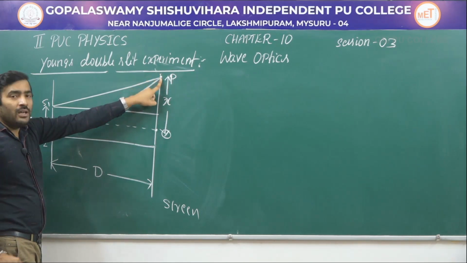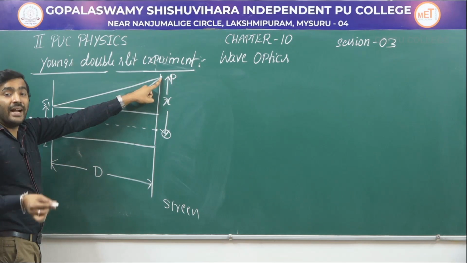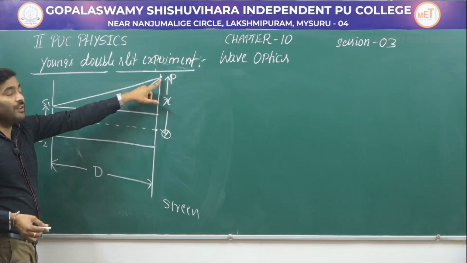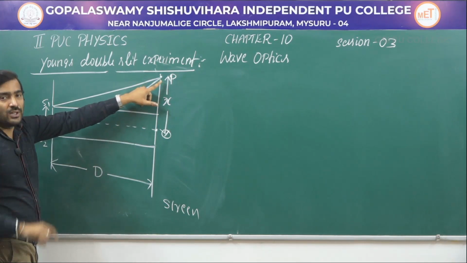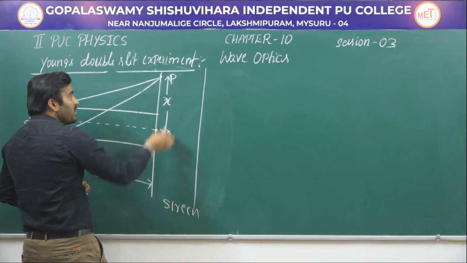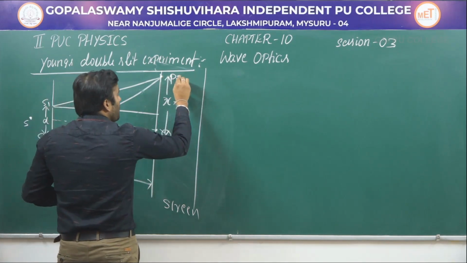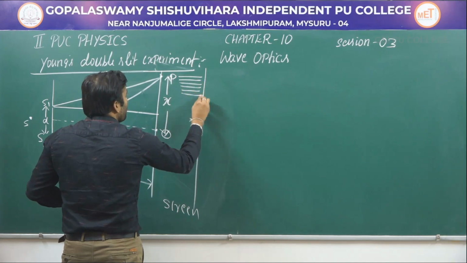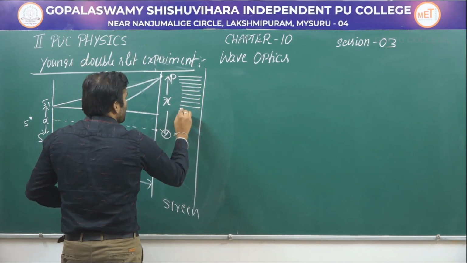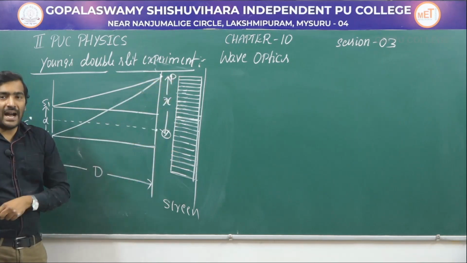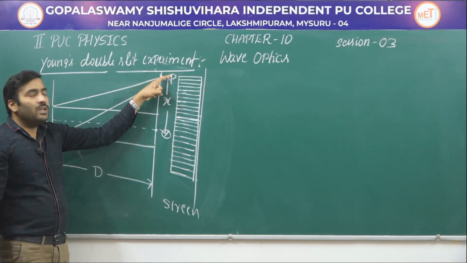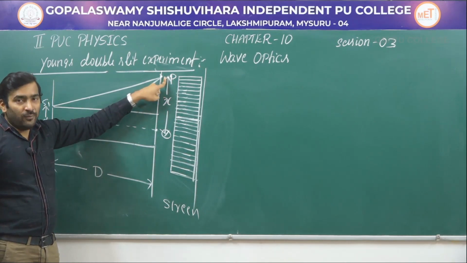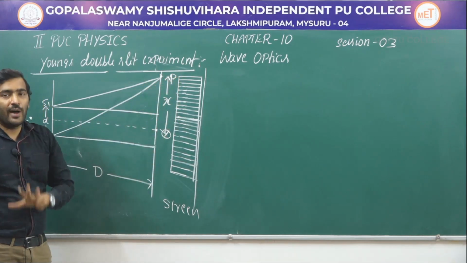So at the point P, what is the condition for obtaining the bright fringe and a dark fringe? That we need to derive, and also we need to derive the expression for the fringe width here. I have already explained that. On the screen it is forming alternate dark and bright fringes like this. The fringe pattern looks like this. So at the point P, what is the condition for obtaining the bright fringe and dark fringe? That we need to derive now.